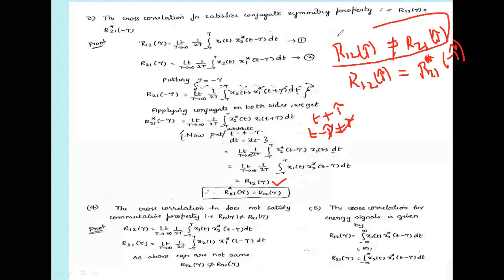When the two functions are interchanged, they are not equal, because it does not obey the commutative property, but it is equal when you interchange, apply the conjugate and change tau to minus tau. My dear students, the cross correlation does not satisfy the commutative property. See, these equations are not the same. R12 of tau and R21 of tau, these two are not equal. The cross correlation function of an energy signal is given by R12 and R21, so both are not equal here also.